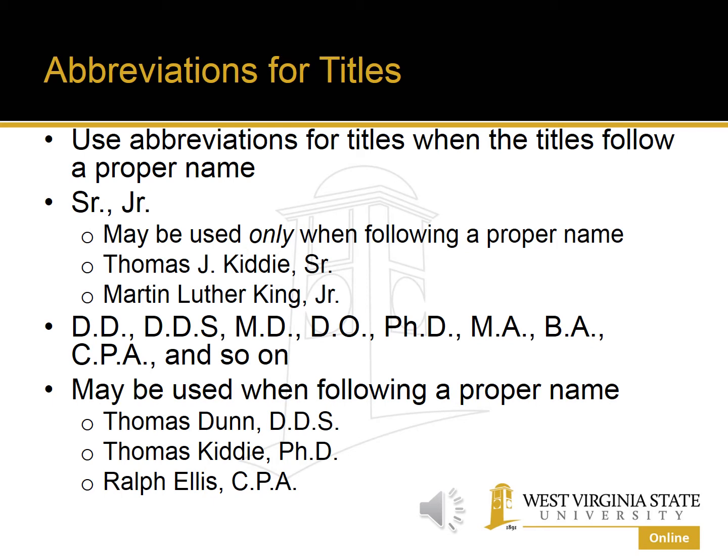Note that when a title is used following a proper noun in a sentence, you should treat the title like an interruption by preceding and following the title with commas. Thomas J. Kitty, Sr., is my father. Abbreviations in the middle of sentences retain their periods even when followed by other punctuation marks. So, for example, shortly after I earned my Ph.D., I moved to Italy.